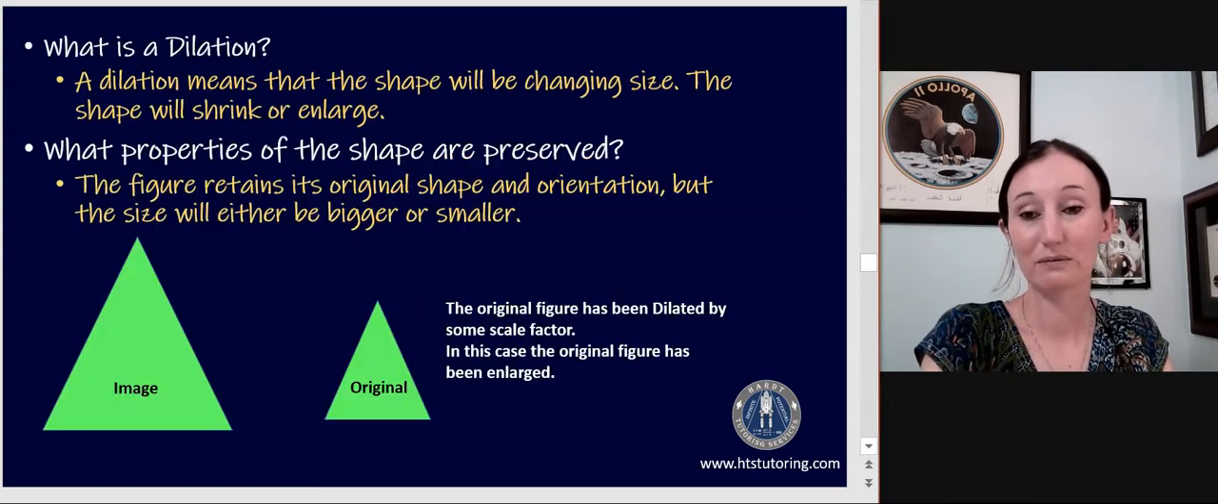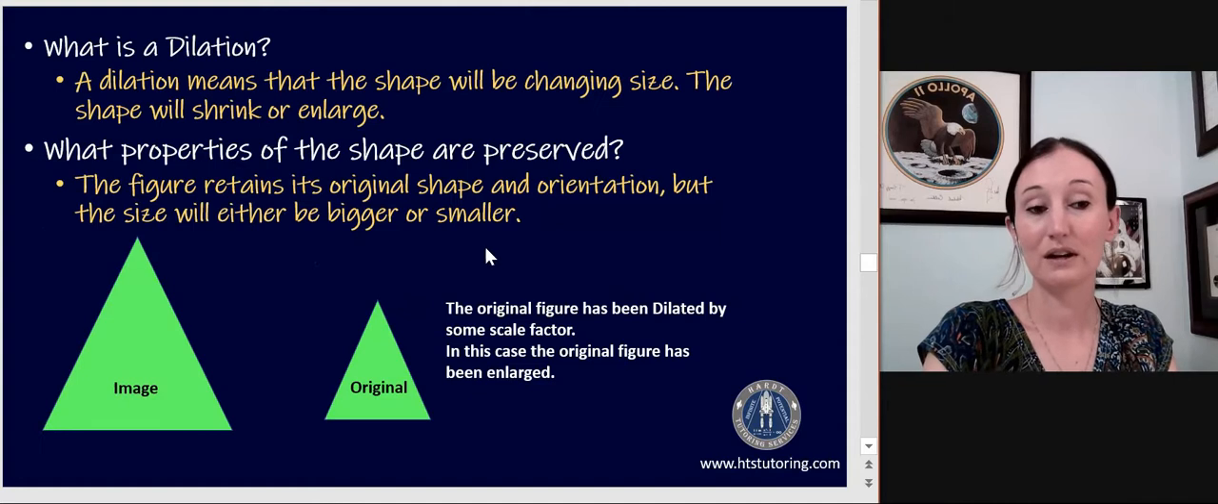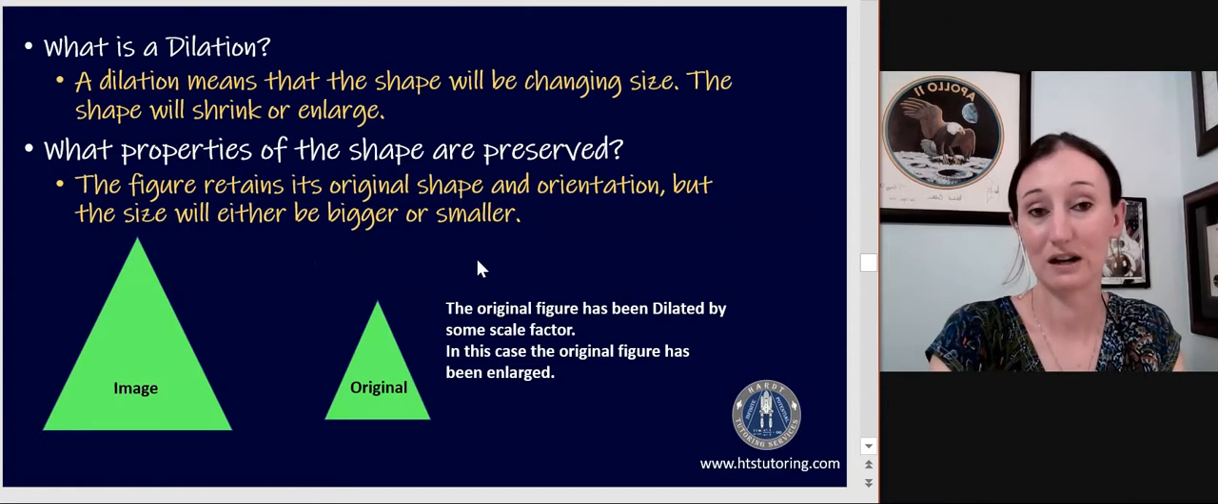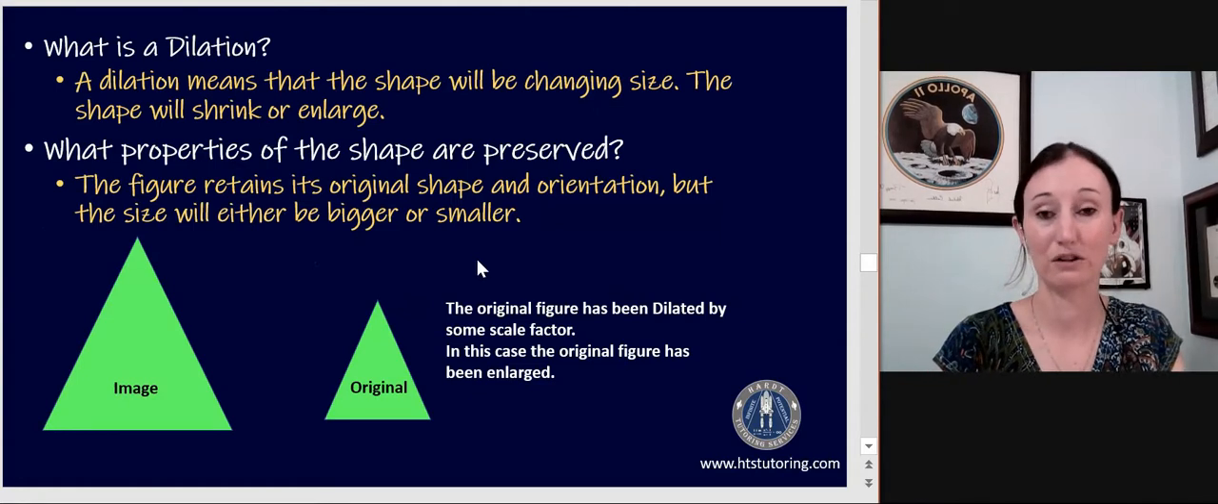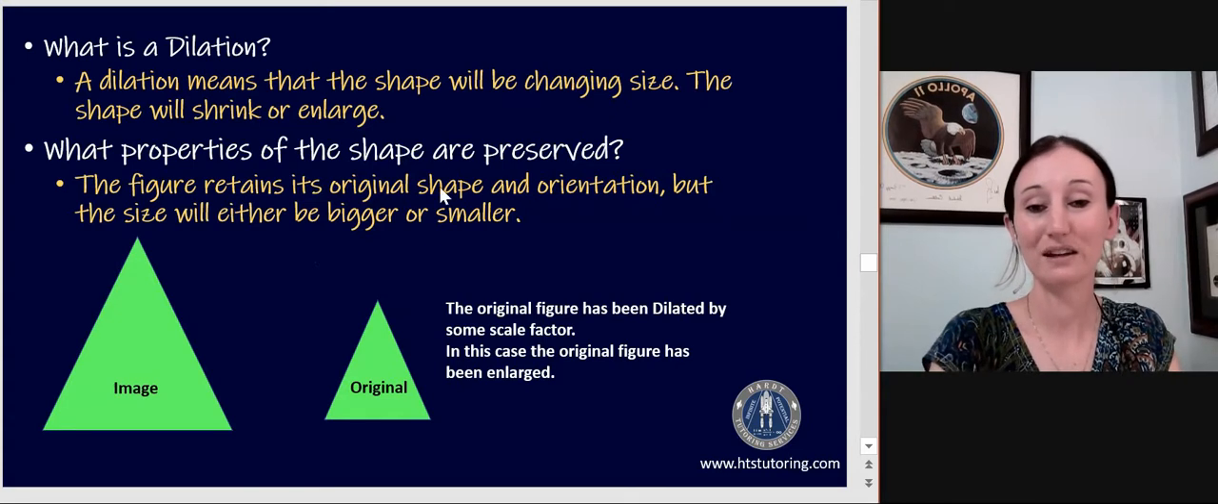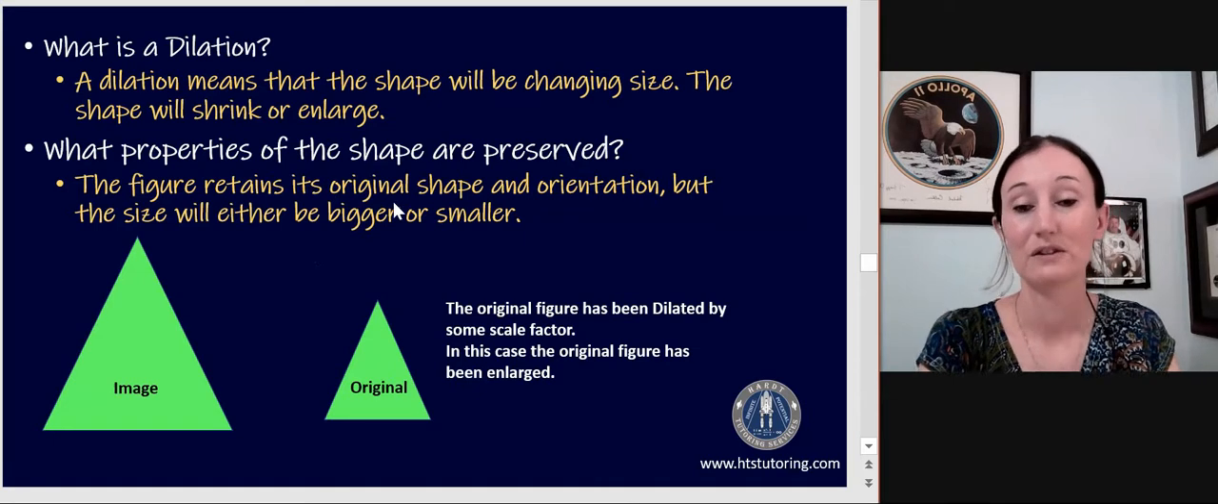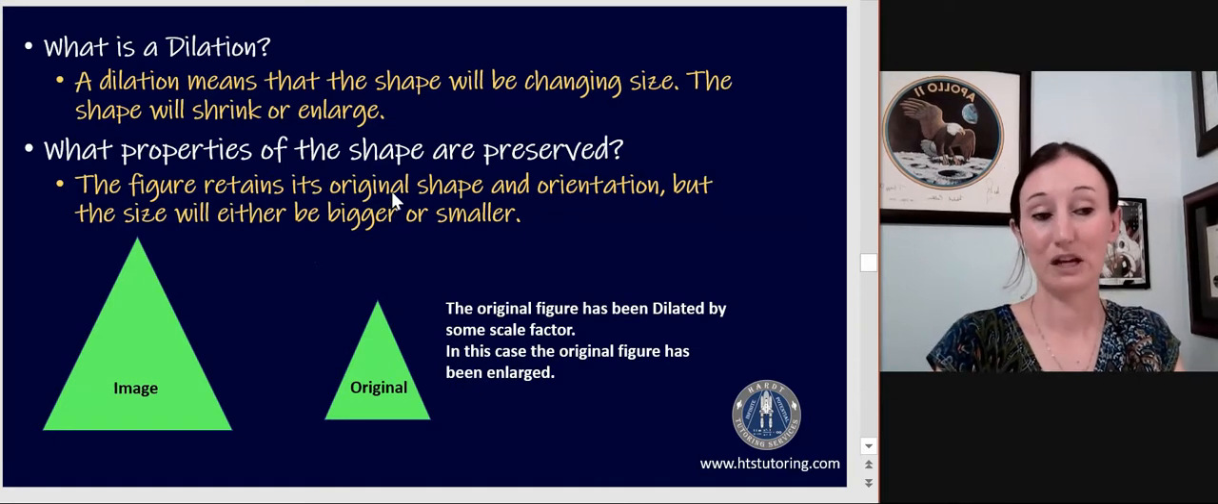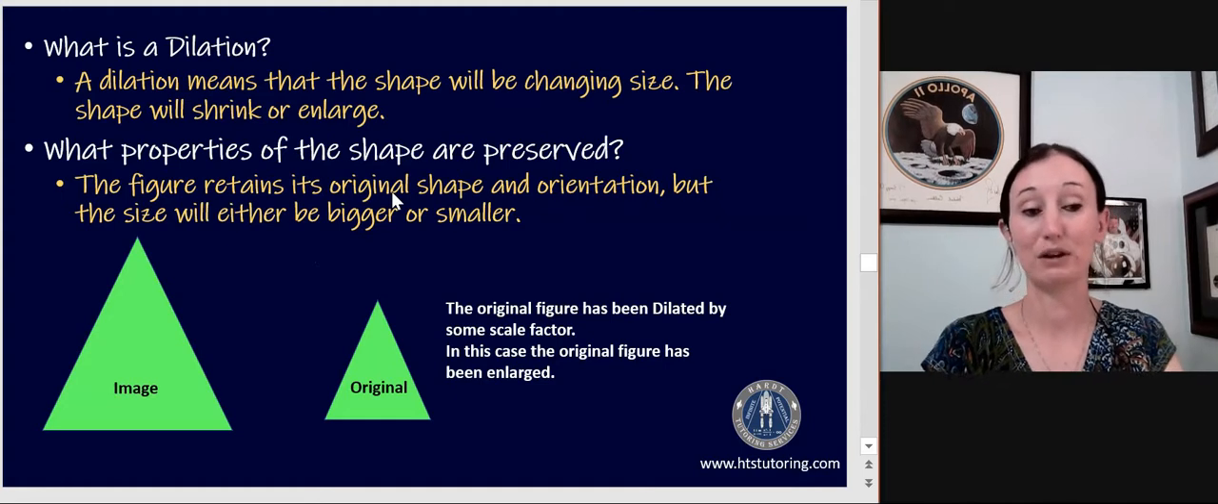So first of all, what is a dilation? Well, a dilation means that your shape is going to change size. It's going to get bigger or smaller, shrink or enlarge. And so on all of our other geometric transformations, we talked about properties that are preserved. So the figure is going to retain its original shape and its original orientation, but in this case, the size is going to get either bigger or smaller.